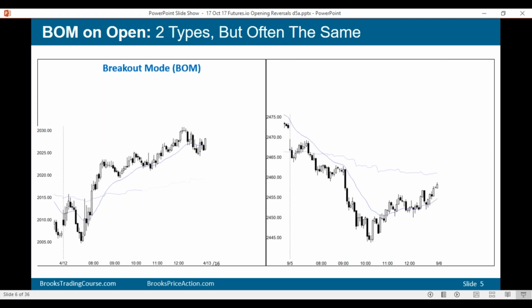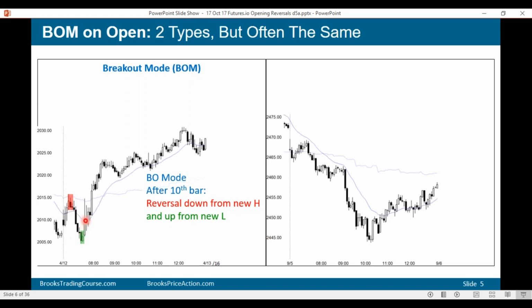I want to talk about two types of breakouts on the open. The first one I call breakout mode. What I do is I look at the day at around the 10th bar of the day. I want to see if there's a reversal down from a new high. In other words, the market goes above the high of the first bar and reverses down. And I want it to go below the low of the day and reverse up. And that is a breakout mode situation.